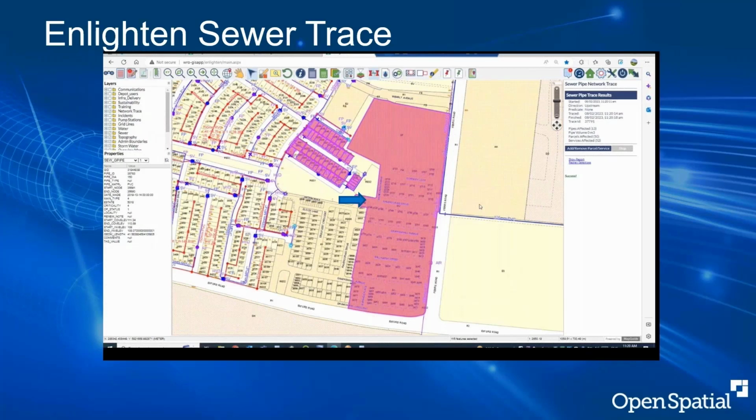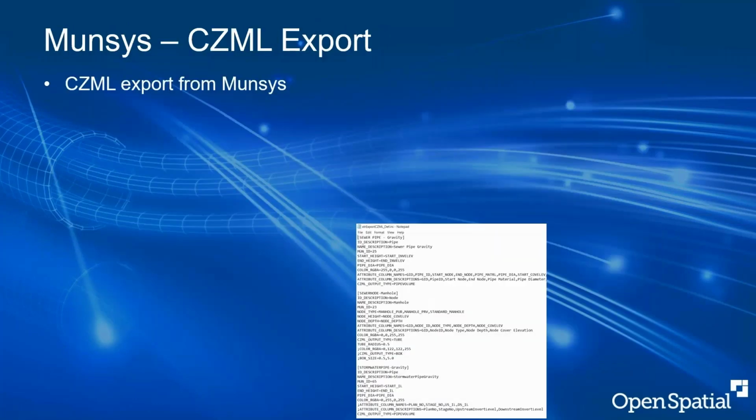And yes, we'll do all of the vertices and a start and end invert. For the gravity pipes, typically those are just straight lines, but if it's actually a 3D line, we would then support that. We've done that as a generic function that can get used in both Munsys and Enlighten. I'm just showing you here. Let's move on and show the same data, but exported as CZML.